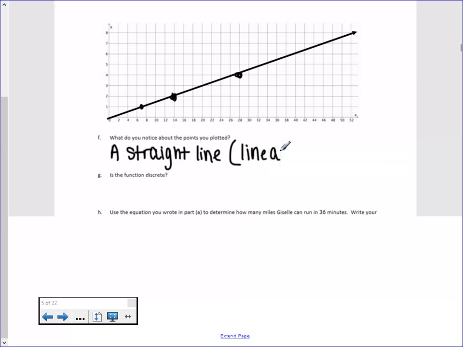What we know is if she's running at a constant rate, that it should be linear. Like if she's not speeding up, slowing down, speeding up, slowing down, you should get a straight line. They want to know, is this function discrete? So think about it. When you're talking about running miles, can you run a half a mile? Can you have a distance or a time that's half? Yeah, so we're going to call this continuous because you're allowed to use halves and quarters and all of that. You can use decimals and fractions.